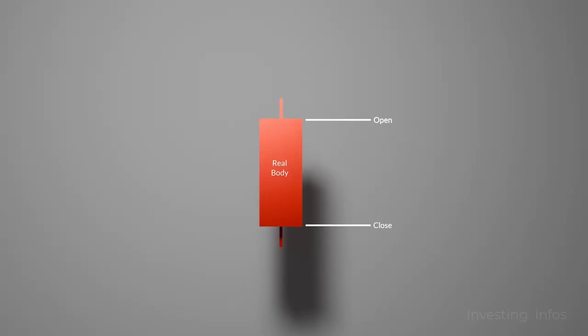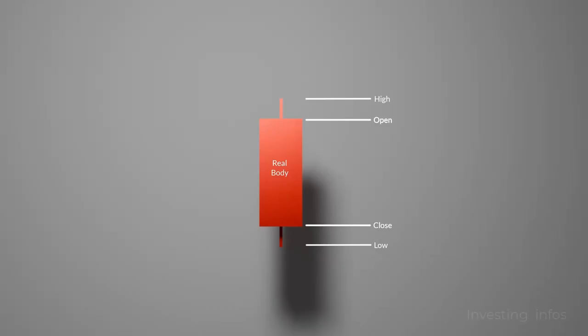The high of the candle is determined by the highest price the candle reached before the close price. In this case, it's the upper shadow, or the upper wick of the candle. The low of the candlestick is determined by the lowest price the candle reached. In this case, it is determined by the lower shadow, or the lower wick of the candle. We have completed the anatomy of a bearish candle.